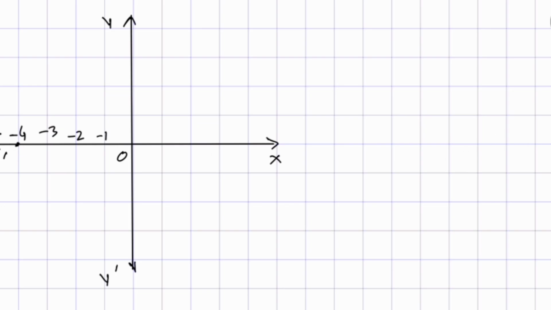Therefore, we can construct a line like this. This is the line. Okay, I hope you understand the procedure. This is parallel to the y-axis. This is x equal to -4. The line is x equal to -4.